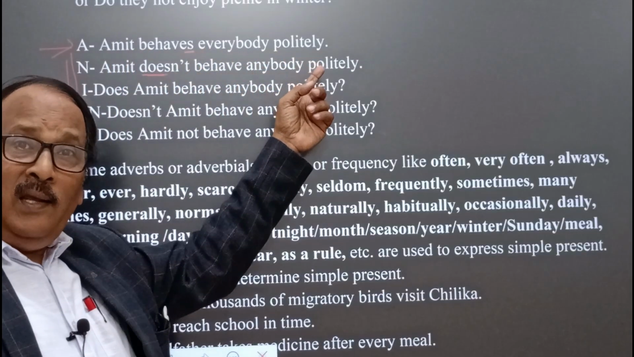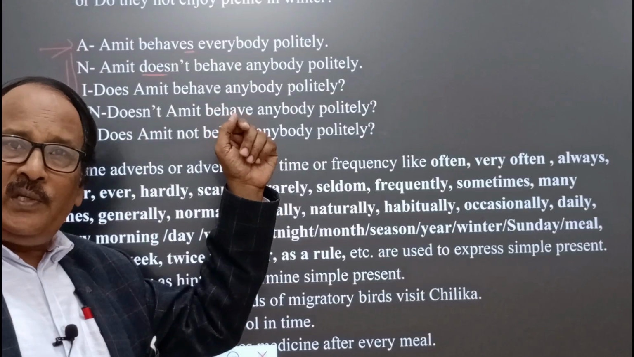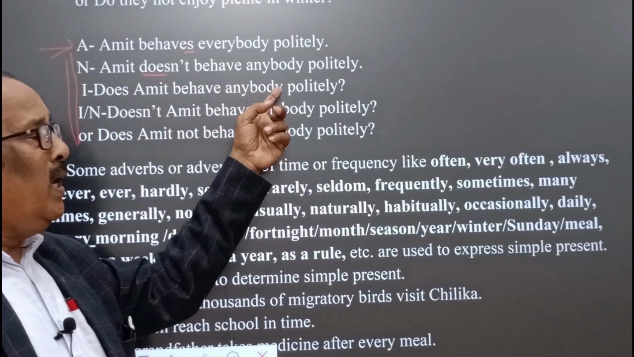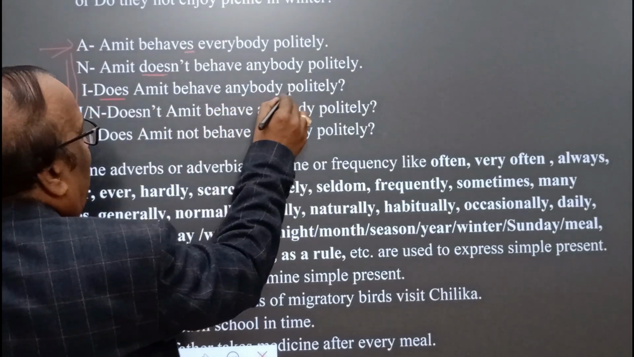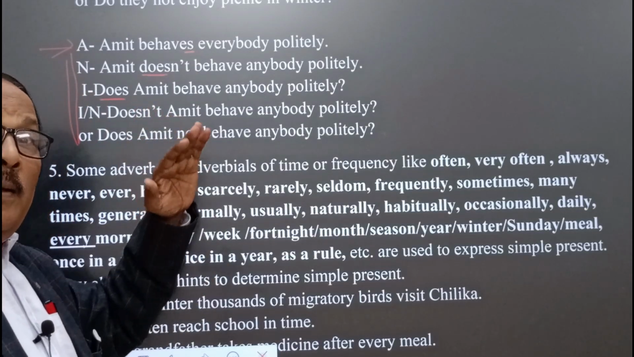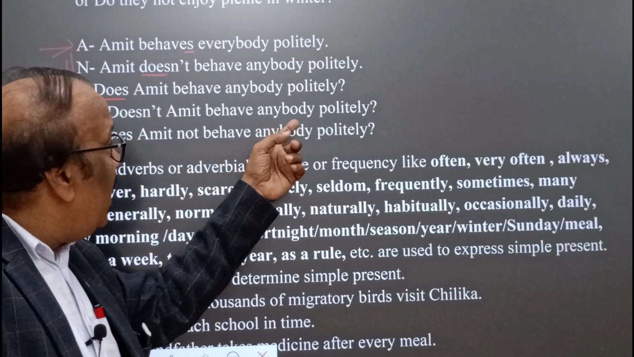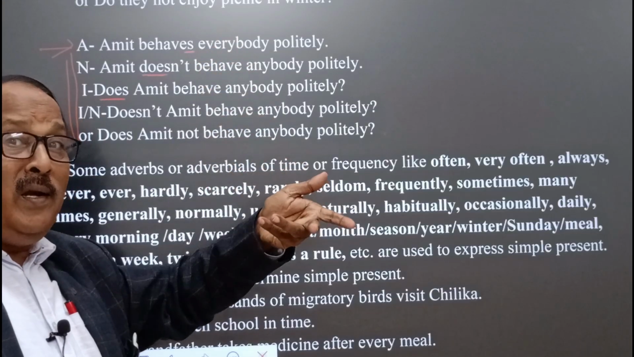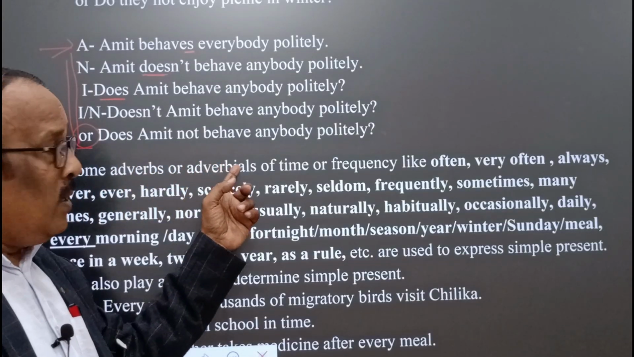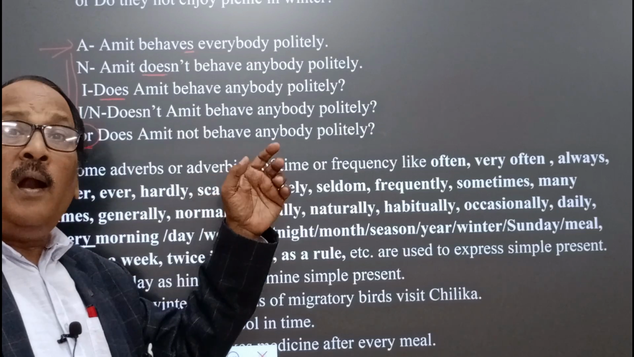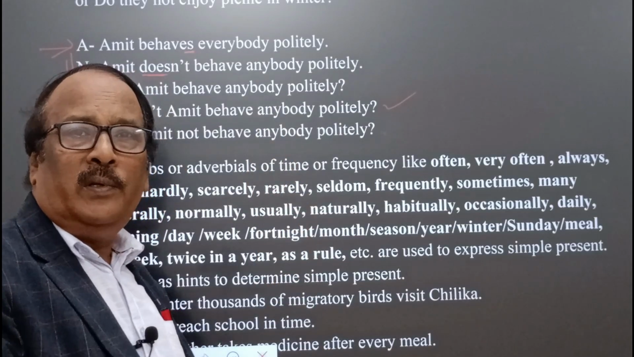Amit behaves everybody politely, as Amit is third person singular number and the verb behave has taken s suffix, and therefore Amit doesn't behave anybody politely. This is a negative sentence. In interrogative, does Amit behave anybody politely? As does is there, s is dropped. In interrogative cum negative, doesn't Amit behave anybody politely? Everybody has been converted into anybody, okay, in the negative and interrogative sentences. Or does Amit not behave anybody politely? Both are correct and accepted. This structure is more used in spoken English, but in written English we accept both the ways.